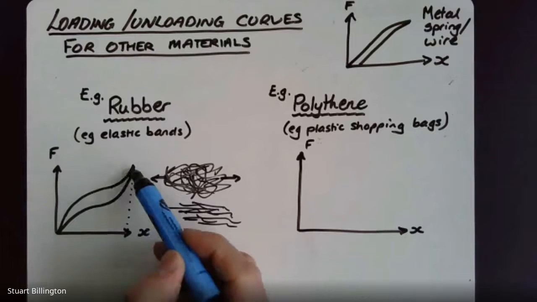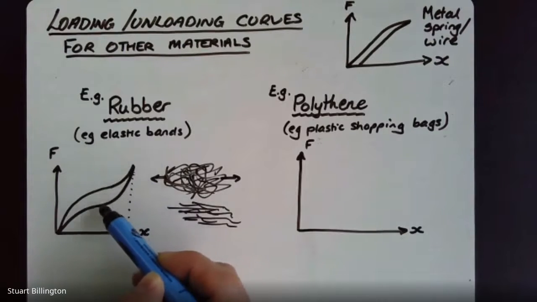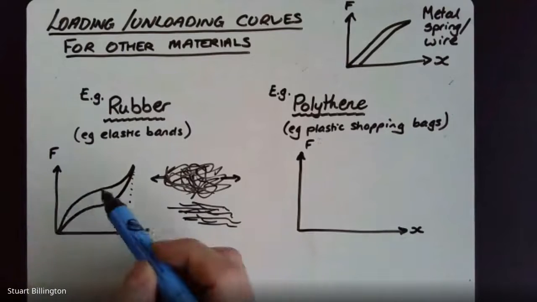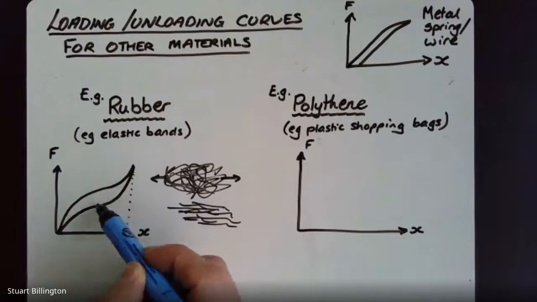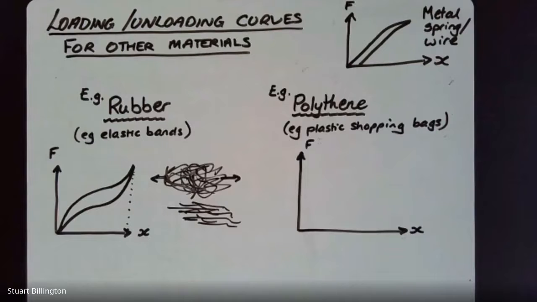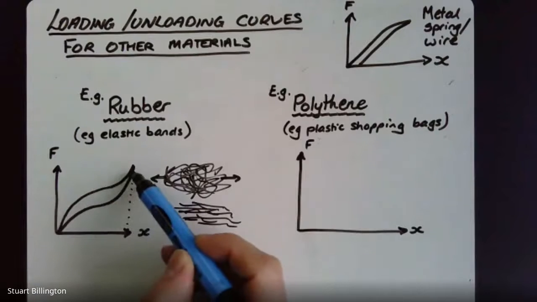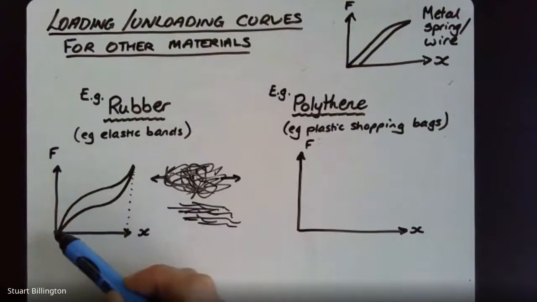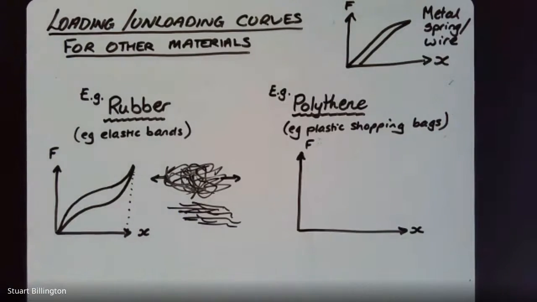And then when the polymers all relaxed and it regained its original shape, the area beneath the second curve is the work done by the material regaining its original shape. So we put force in externally to stretch it, and then it gives us the force back when it unstretches.